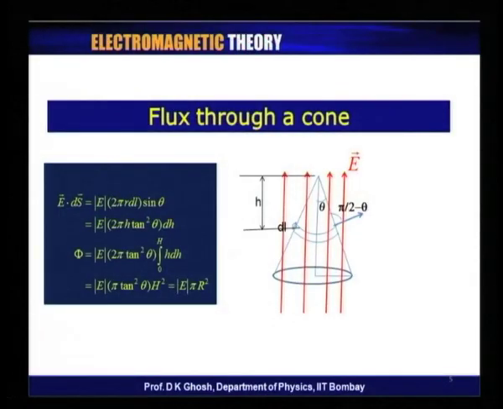However, let us look at what happens if I look at the slanted area. Actually speaking, supposing it were water flowing through, you could have got an answer to that without even working it out. The reason is whatever water is entering through the base must leave through the slanted surface, and as a result if the flux coming in is E times pi r square, the flux going out through the slanted surface must also be equal to E times pi r square. Let us look at whether that is correct or not.